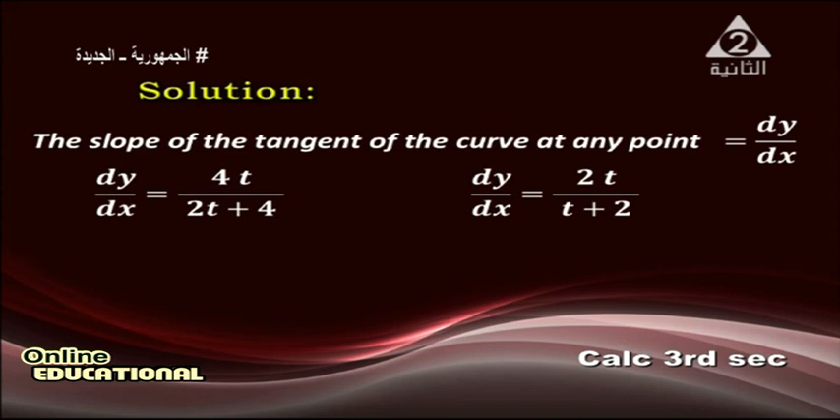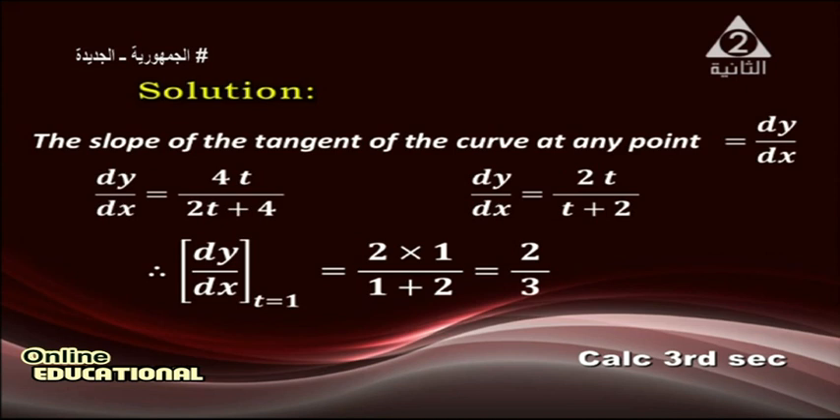Then, what is the slope at t equals 1? dy/dx at t equals 1 equals 2 multiplied by 1 over 1 plus 2. Then dy/dx at t equals 1 equals 2 over 3. Now we have the slope of the tangent at t equals 1. Now, what is the point lying on the curve, x, y?